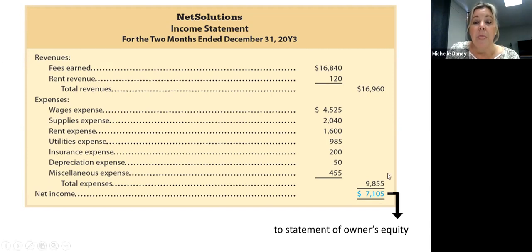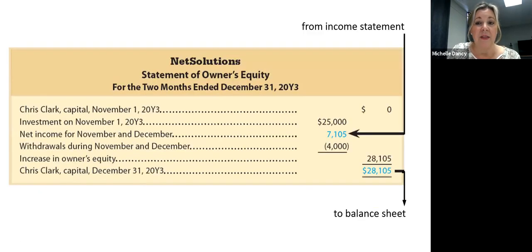Now, remember, our answer from our income statement, net income or net loss, goes to our statement of owner's equity. So I've got this arrow drawn down here for you. That's why we always do them in this order. So you'll see from the income statement, got our arrow down here, $7,105. That net income becomes part of our statement of owner's equity.